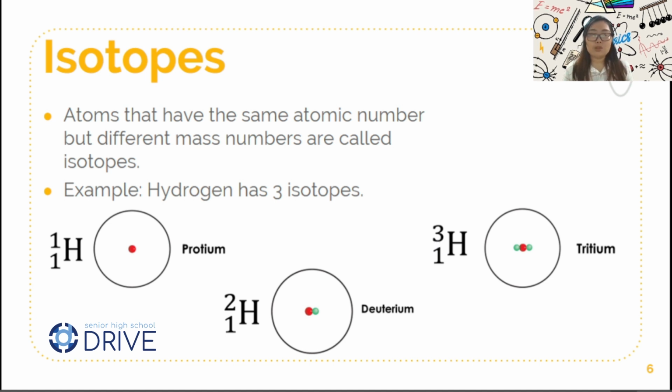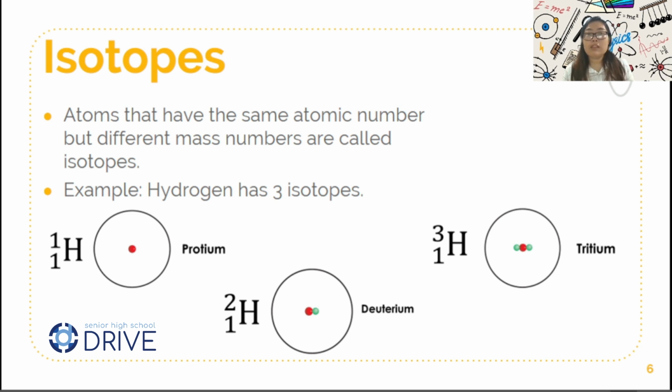Okay? So those are isotopes. Atoms that have the same atomic number but different mass numbers. Now, Miss, why do we need to know this? Because isotopes are the ones involved in the process of nuclear reactions.